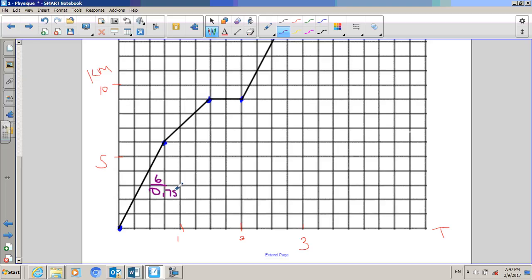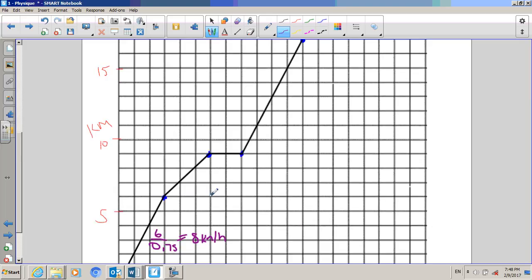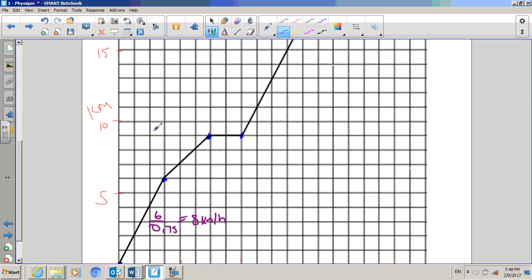OK? On va changer ça en décimal. Je sais pas qu'est-ce que ça fait par cœur. 10, peut-être? 6 divisé par 3 quarts. 8. Not even close. 8 kilomètres par heure. OK, ensuite, de 6 à 9, rise de 3, run 0,75. Cela vous donne 4 km par heure.